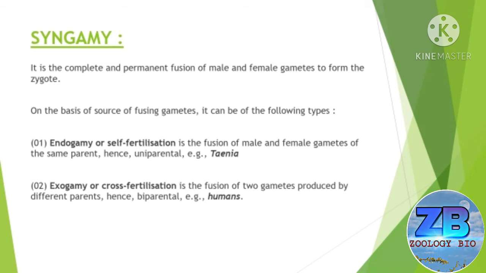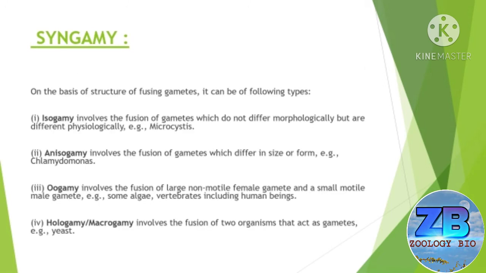The first one is endogamy or self-fertilization, the fusion of male and female gametes of the same parent, hence uniparental. An example is tinea. And the second one is exogamy or cross-fertilization, the fusion of two gametes produced by different parents, hence biparental. An example is humans. On the basis of structure of fusing gametes, it can be of the following types.